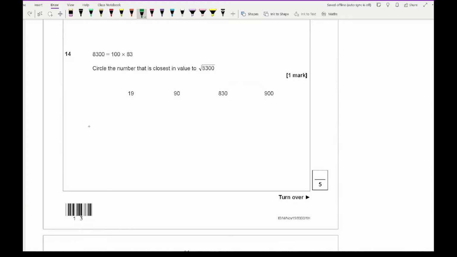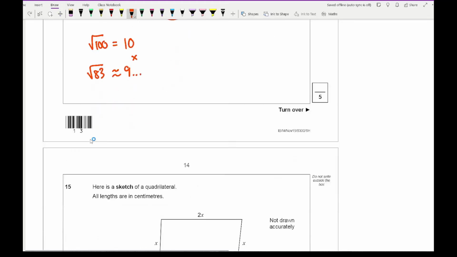Now moving on to question 14. Question 14 says that 8,300 is equal to 100 times 83. Circle the closest in value to the square root of 8,300. Now for this, what we need to do is square root these two numbers. So the square root of 100 is 10, and the square root of 83 is going to be approximately 9 point something. So multiplying those two numbers, what do we get? It's going to be the square root of 90 is going to be the answer for that.